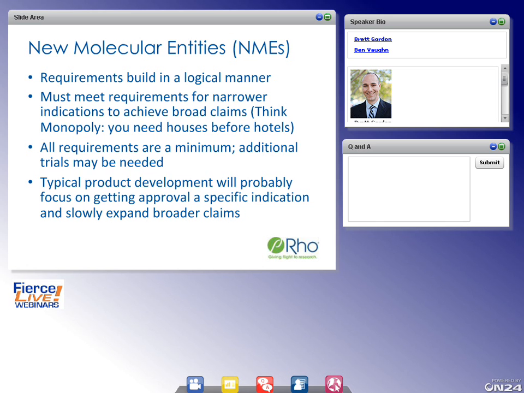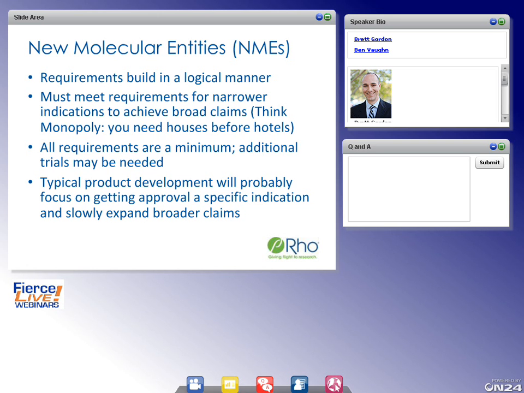From there, the requirements for NMEs really build in a logical manner. You have to start by meeting requirements for the narrower indications before moving on to try to claim anything in a broader indication. A good way to think about this is an analogy, like a game of Monopoly. Before you can put hotels on any property, you've got to go ahead and build houses first.